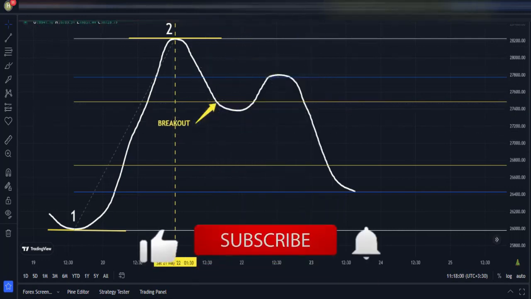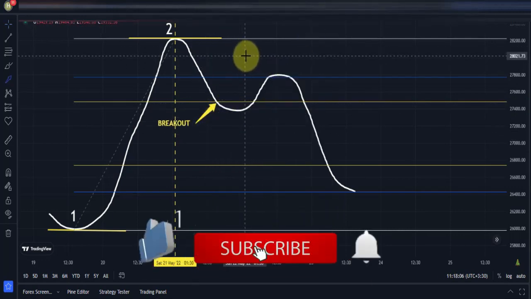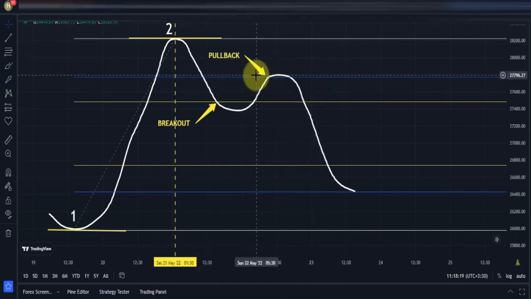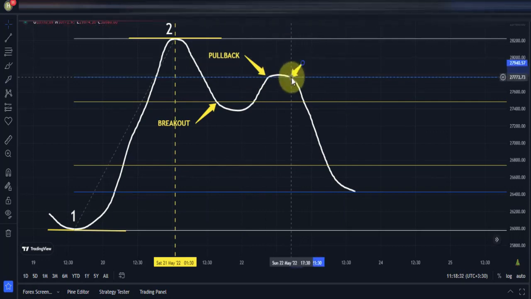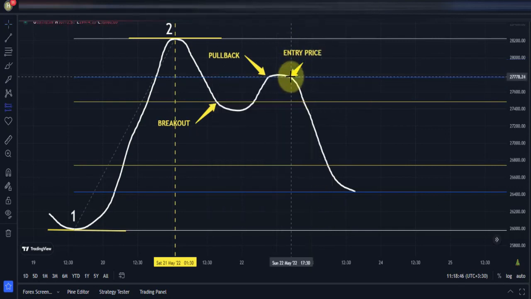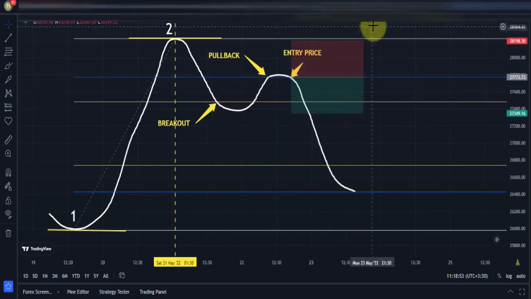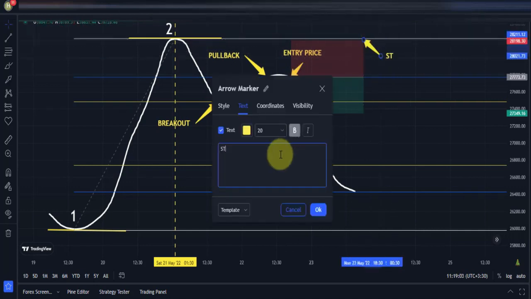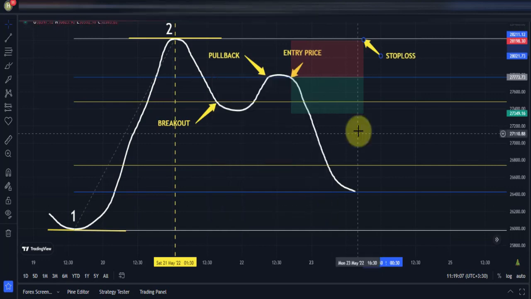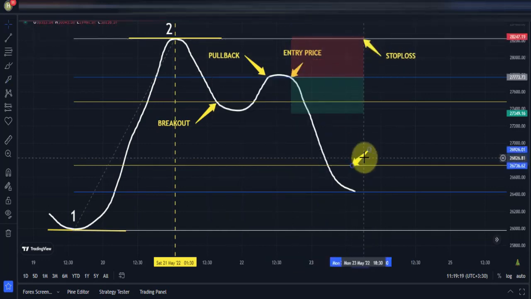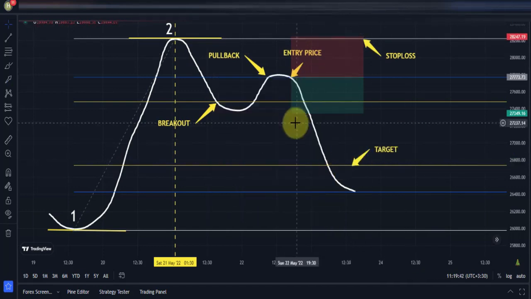Now we have to wait for the price to break out the nearest yellow line. After the breaking of this yellow line, we should wait for the price to pull back to the blue line. The pullback to this blue line means entering a sell trade at this price. After that, we will use the white line as the stop loss of the sell trade, and we will place our stop loss a little above this line. And the lowest yellow line will be the target of this sell trade.